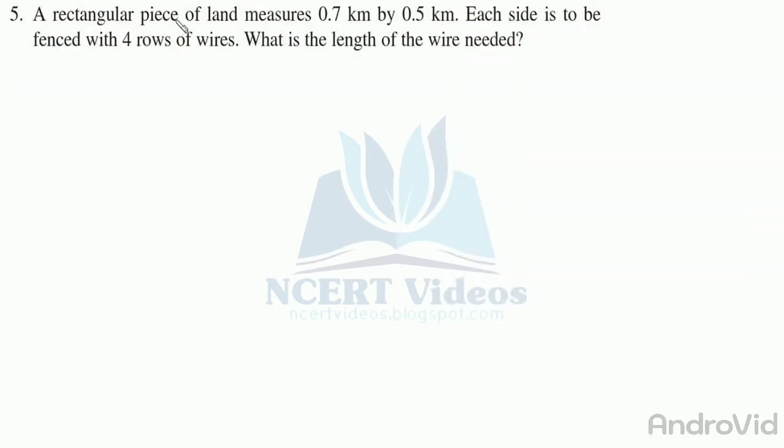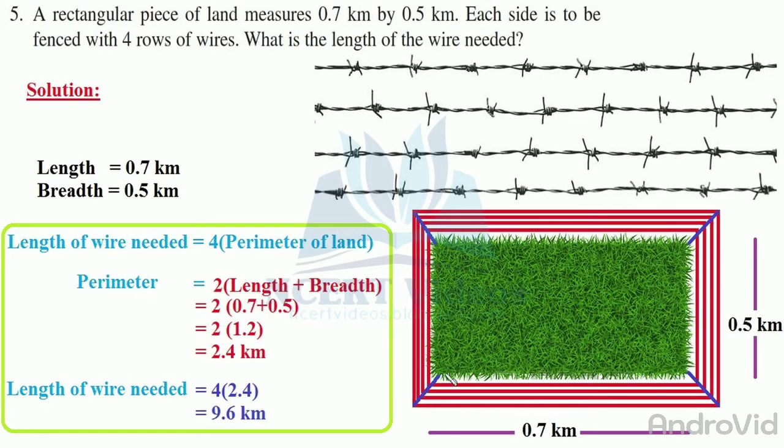Question 5. A rectangular piece of land measures 0.7 kilometer by 0.5 kilometer. Each side is to be fenced with 4 rows of wires. What is the length of the wire needed? So this is a rectangular field having dimensions as given. This is the barbed wire we have to use 4 times. So this is the pole where this 4 times we will surround it.